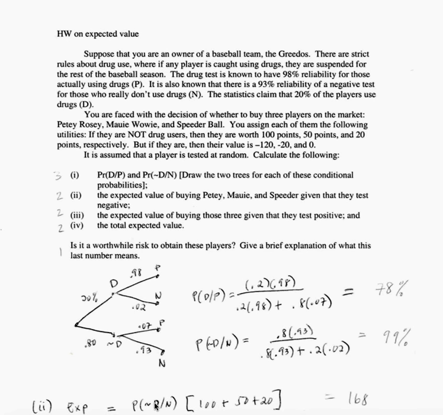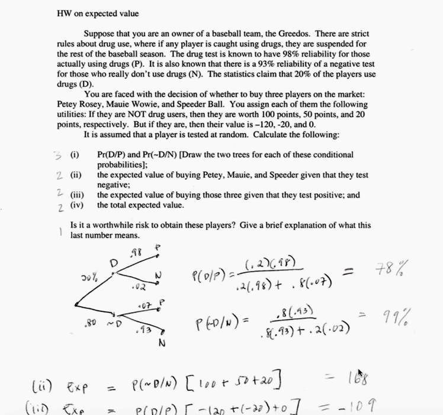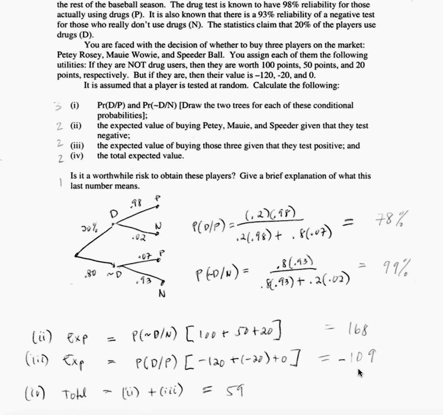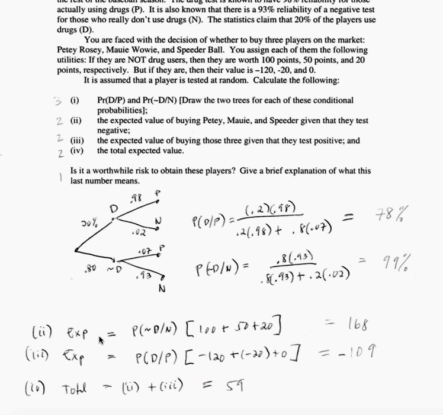And then plus P not D given N times 50 plus 20. I just factored out here. That ends up equaling 168. Okay? Now, so the idea here is the expected value. I'm just doing a sketch here. You guys can fill in the rest. Expected value of buying that, right? Given that they test negative, the action of buying these players, given that they test negative, is 168, whatever that means. It might be 168 million overall, whatever. So that's a positive value.